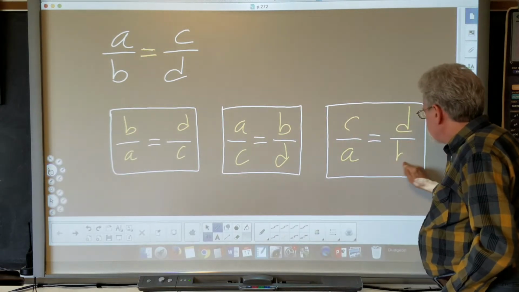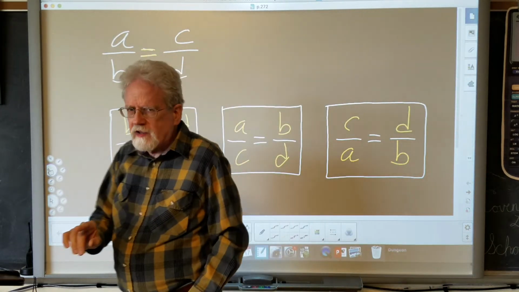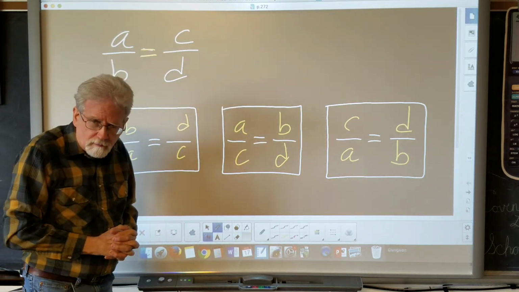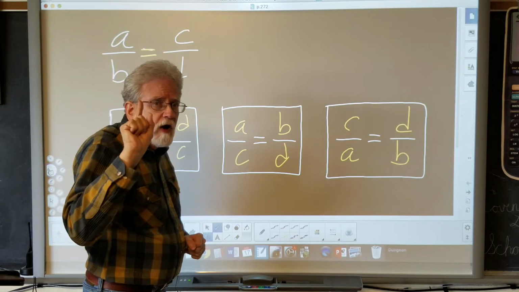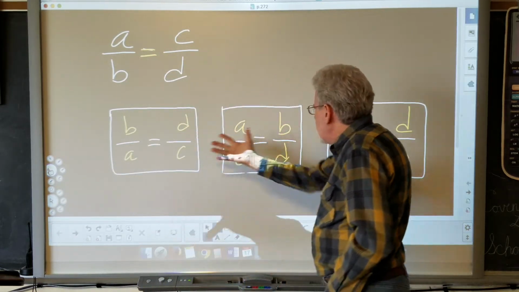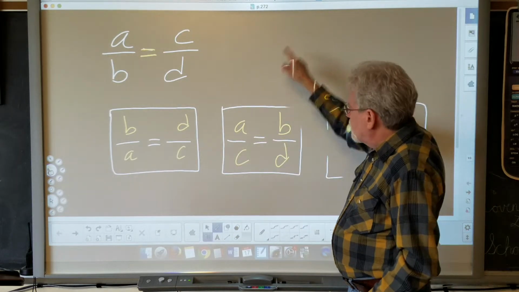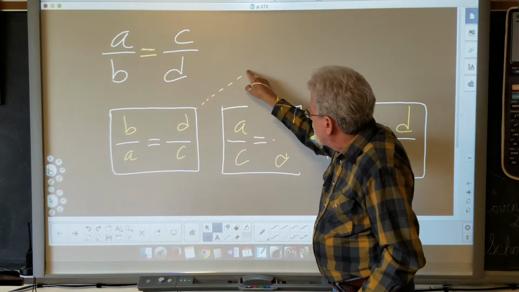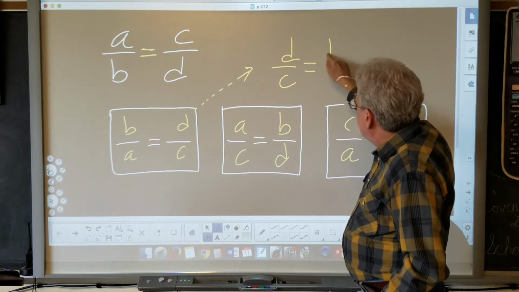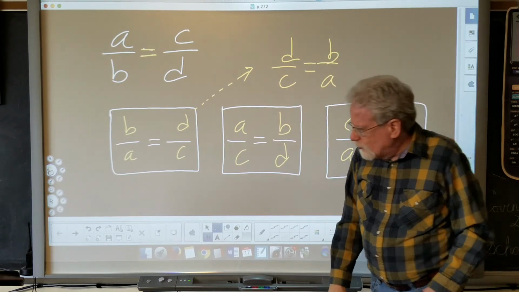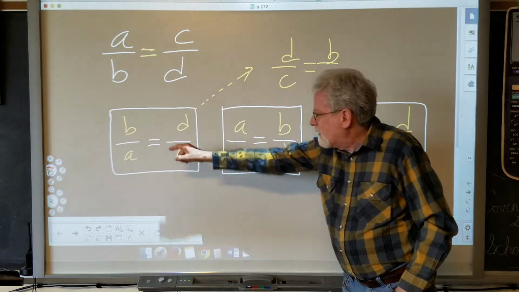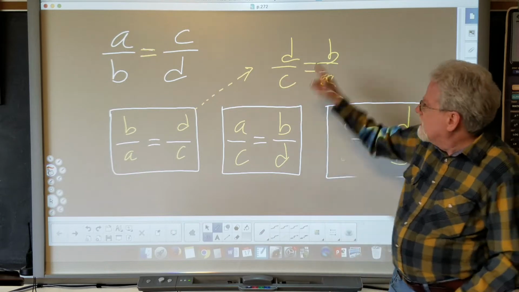On the test, I will give you a proportion like that, and I will simply ask you to write three new proportions. Here is one that you ought not do, that you will not get credit for. If I take that one and use it to write D over C equals B over A, that will be wrong. Because that is the same thing as that. That is not a new proportion. It doesn't count.